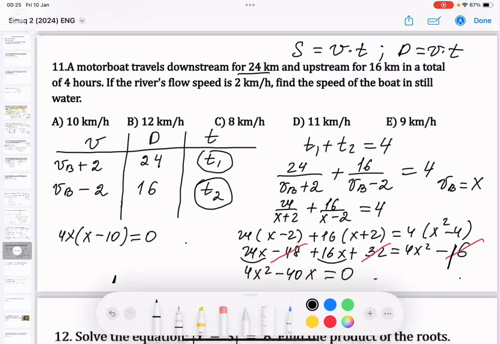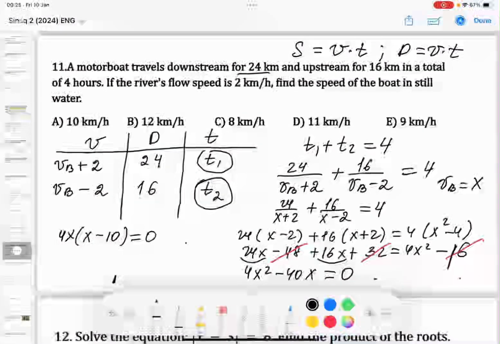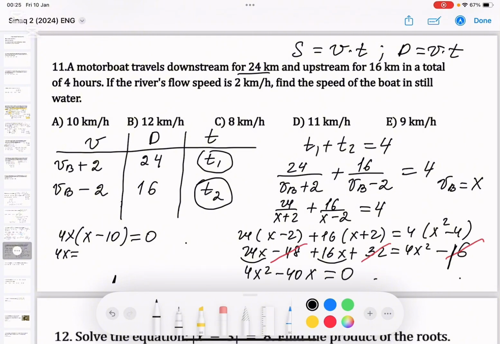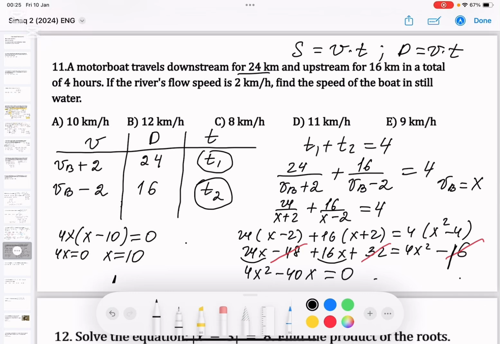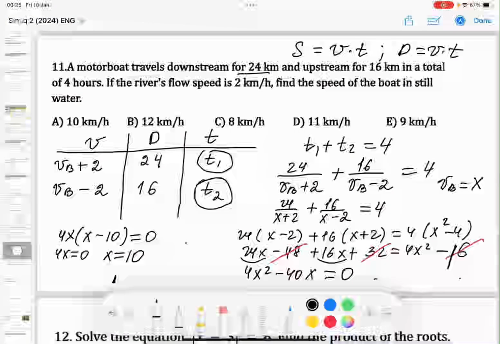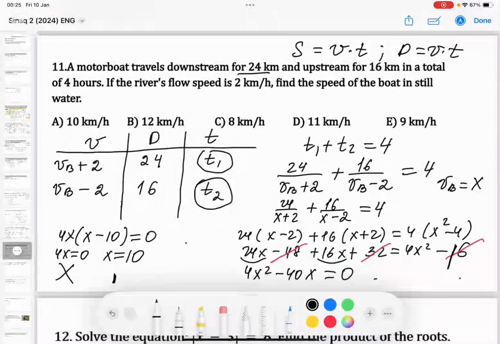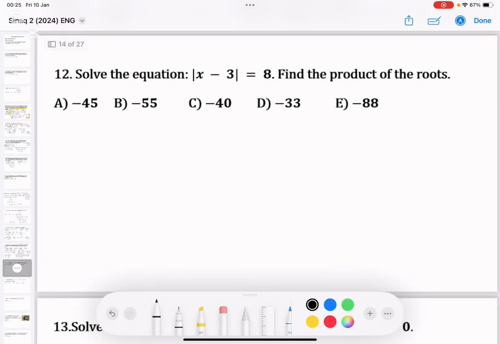Well, we could have just divided by 4 first. So basically 4x equals 0 and x is equal to 10. So we don't consider that, we consider that the boat was moving. So we don't take the speed as 0. We take the speed as 10. So the speed of the boat in still water is 10 kilometers per hour. Next question. Solve the equation x minus 3 that is equal to 8.